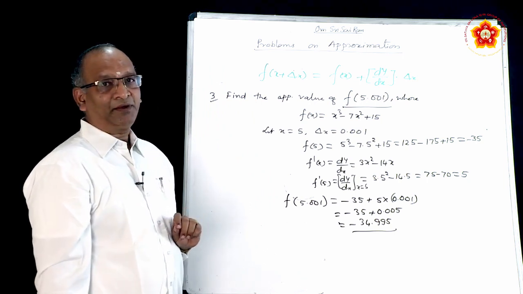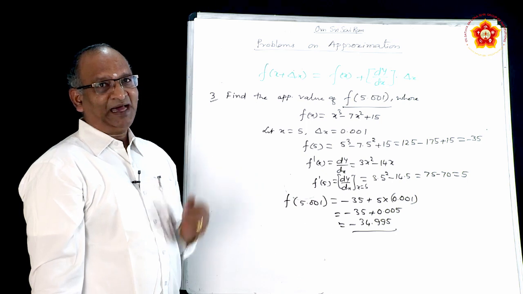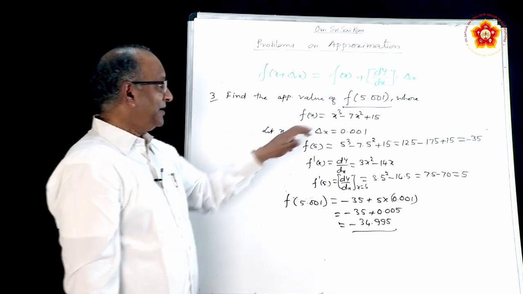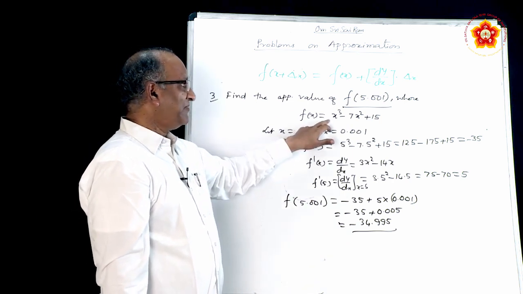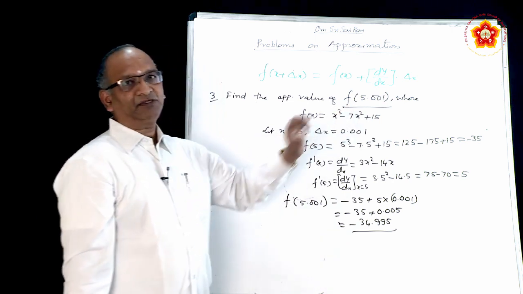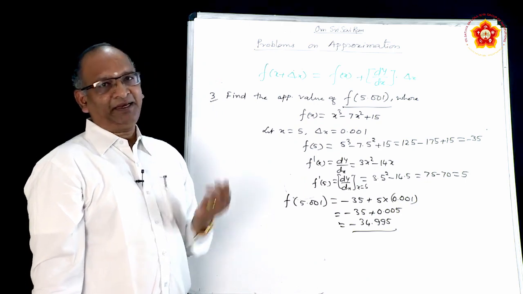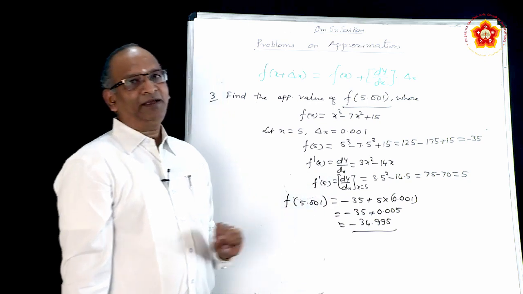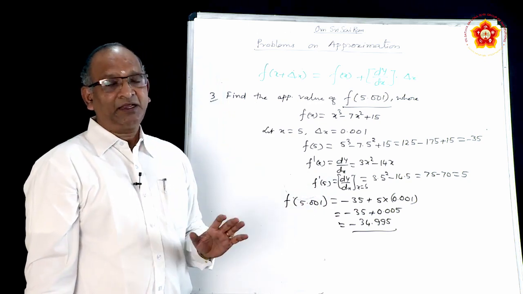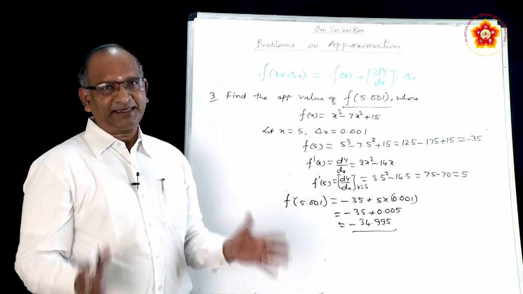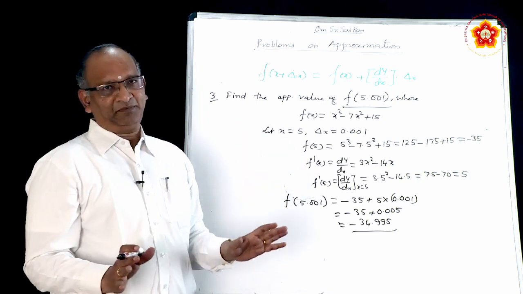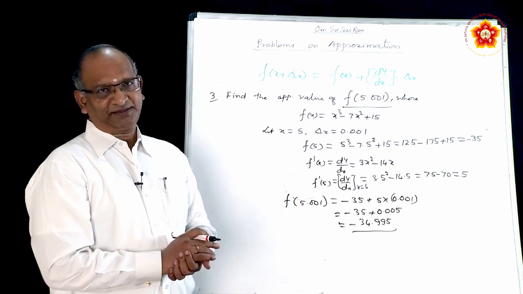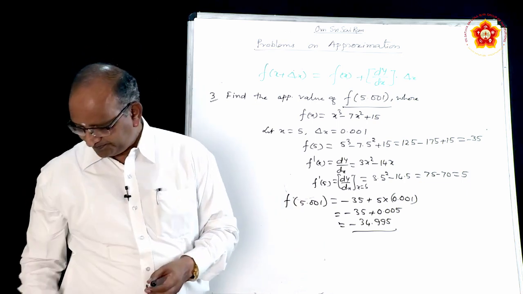Is this clear? You may be wondering why the answer is negative. It doesn't say that the answer will come positive, because the function has got positive and negative terms both. So the answer can be anything. So we got the answer minus 34.995. Once again, you find that the procedure is same, formula is same, only the numbers keep changing and we find the things. Let us go to the next problem.